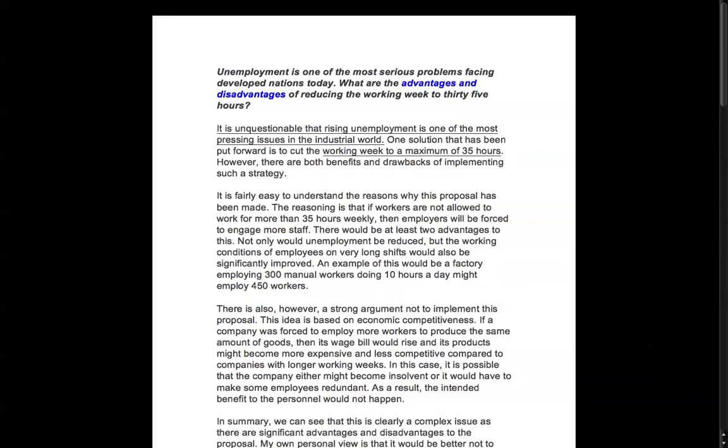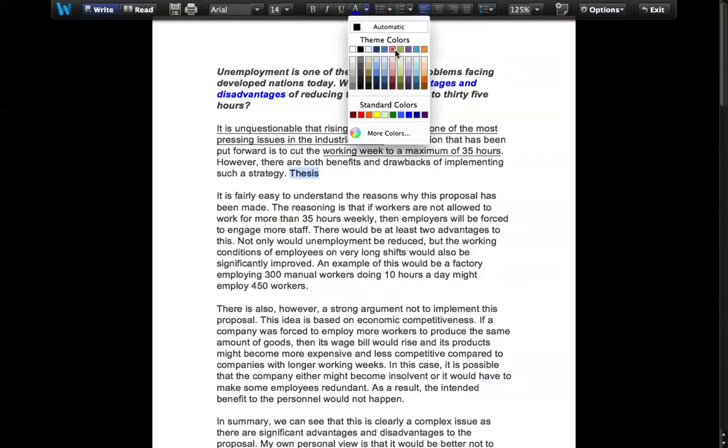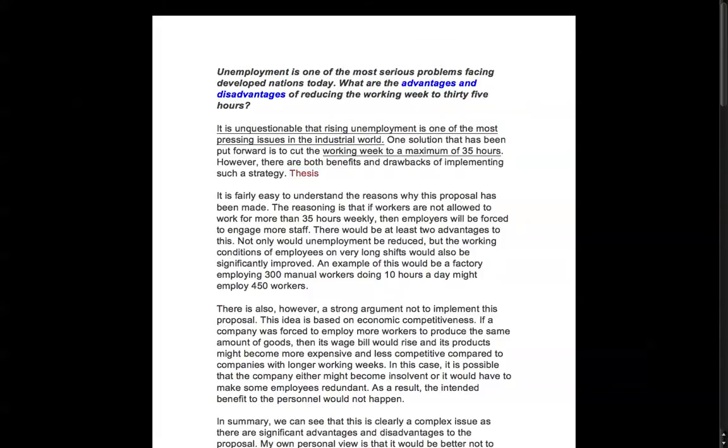And then we have our thesis. There are both benefits and drawbacks of implementing such a strategy. So as you can see, the thesis is not telling what side we are on yet. The thesis is merely saying that there are both positive and negative sides to this argument.